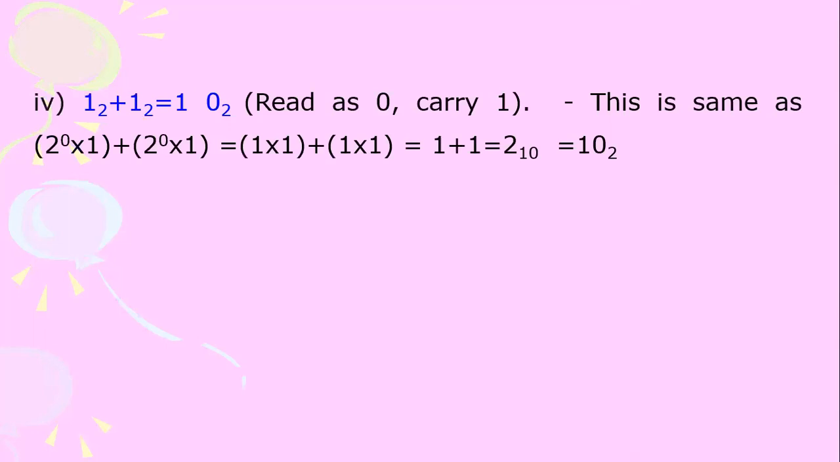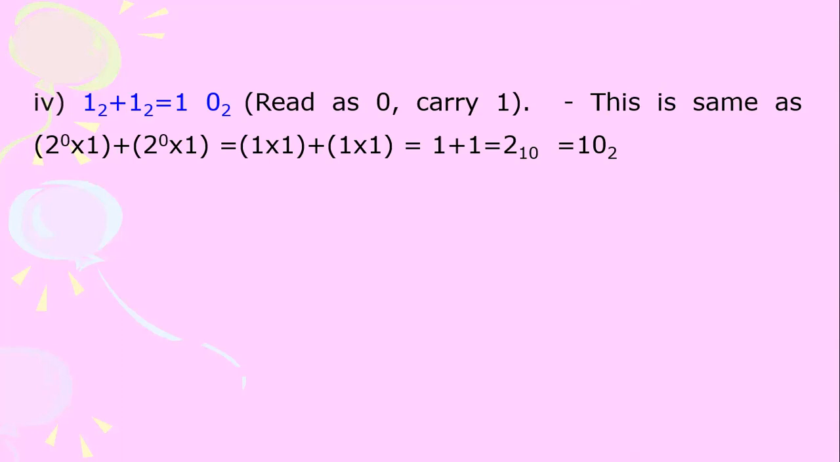The fourth rule is if you are adding 1 plus 1 in binary, what you get is 0 carry 1. My dear students, note carefully. We don't say that 1 plus 1 is equal to 1, 0. No. This number 1, 0 is read as follows: 0 carry 1.